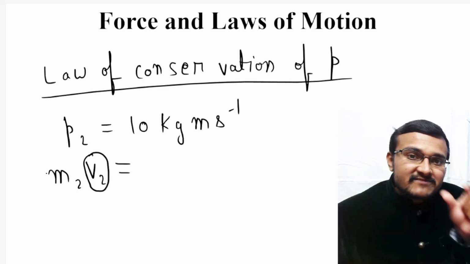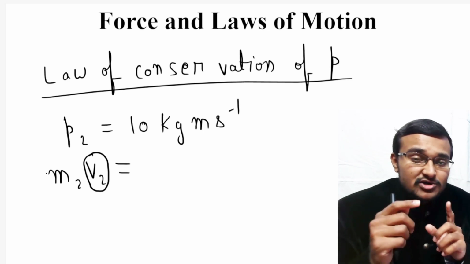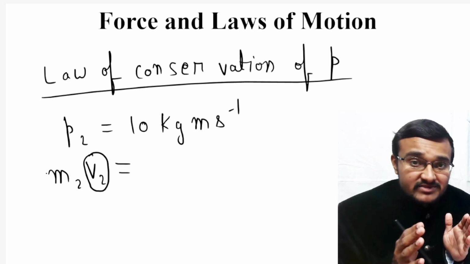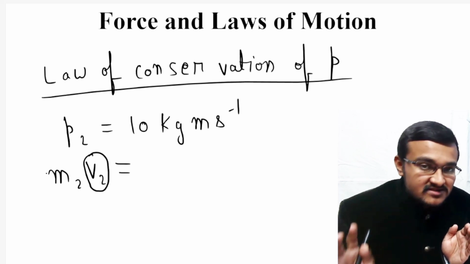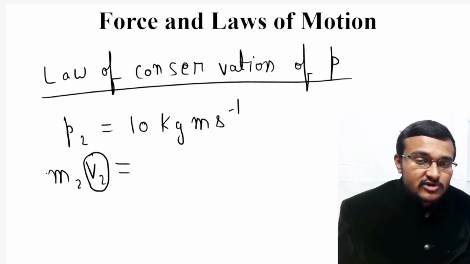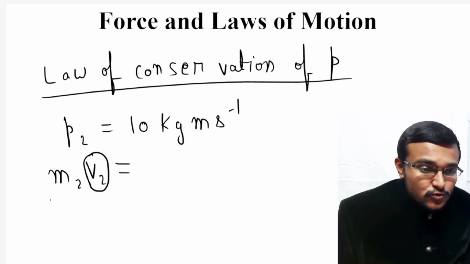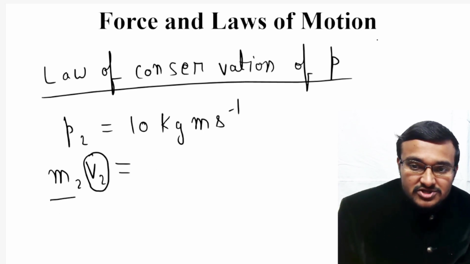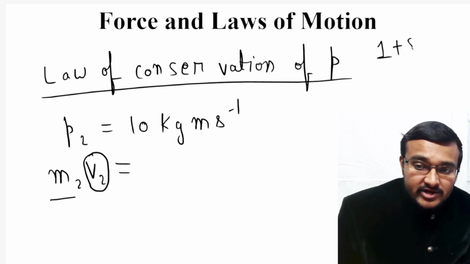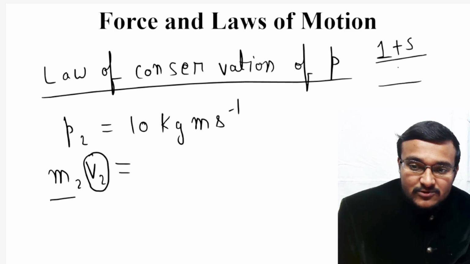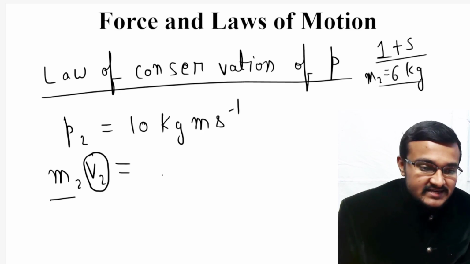That means momentum will be conserved because momentum is mass times velocity. So here velocity is decreasing and mass is increasing. That means here momentum is conserved but velocity has changed. You have to calculate that change in velocity. So now the new mass m2 is 6 kg because now that particular 1 kg object has been stuck to that 5 kg wooden block. So 1 plus 5 will be equal to 6 kg. So this m2 is equal to 6 kg.